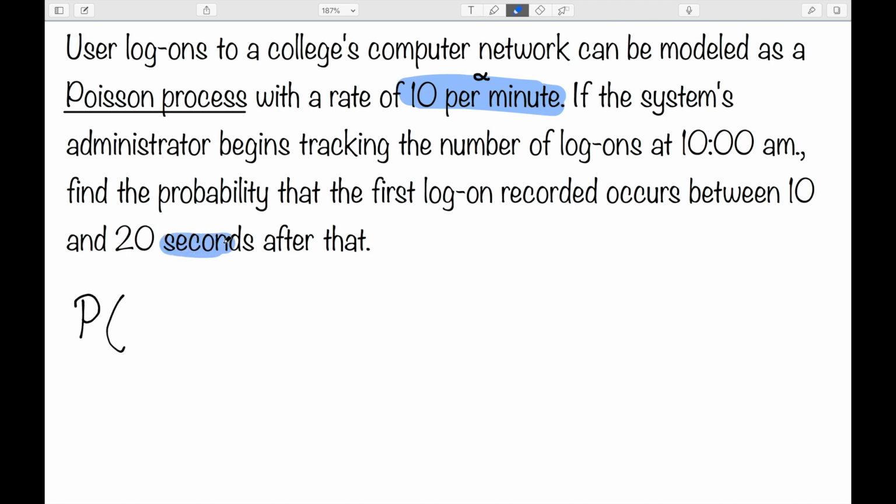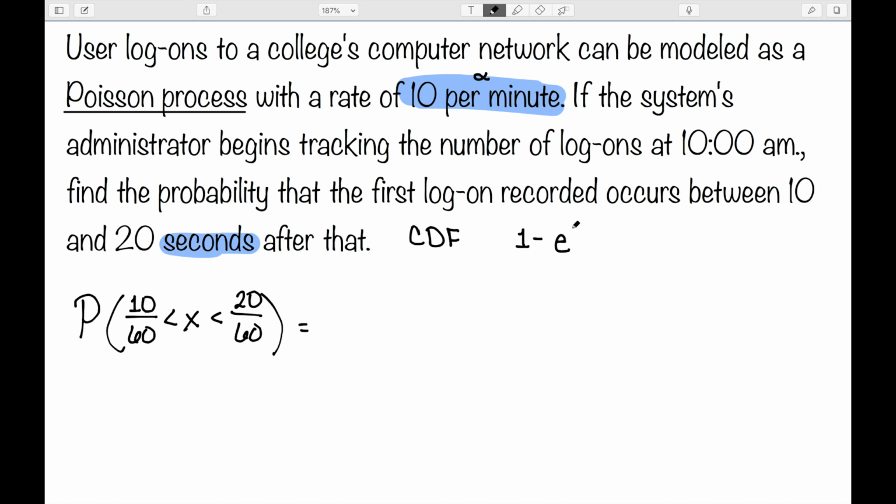Since this unit here is in seconds and this one is in minutes, we need to convert. So I want the probability that we have 10 out of 60, since there are 10 seconds out of a total of 60 seconds in a minute. We want the chance that it's between 10 and 20 seconds. For these continuous distributions, it's much easier to use the CDF. Remember, the CDF was 1 minus e to the minus lambda x. So in this case, you always do the biggest minus the smallest.